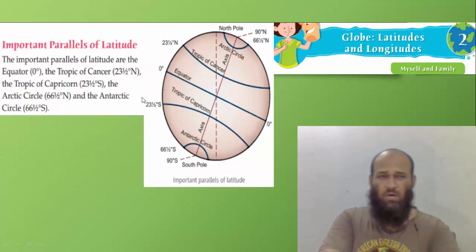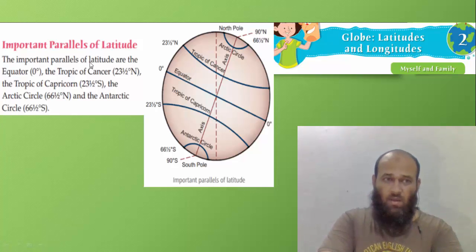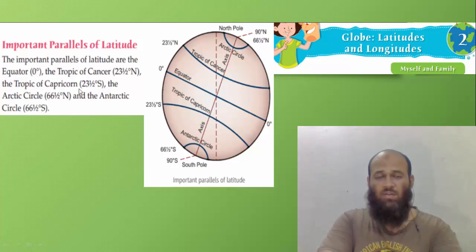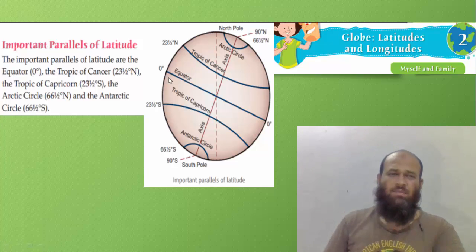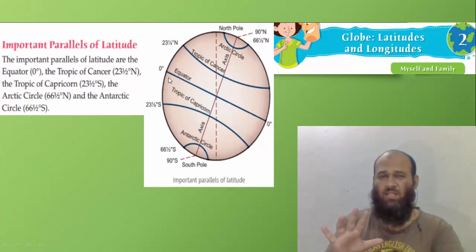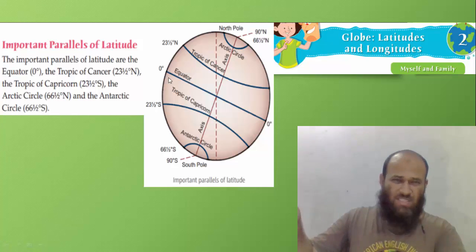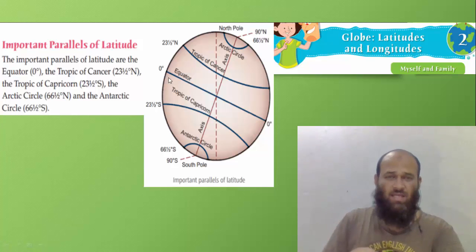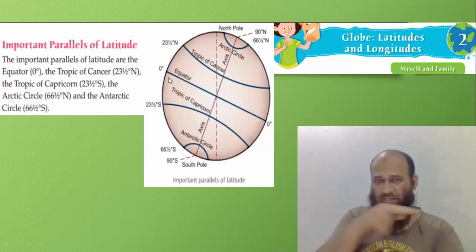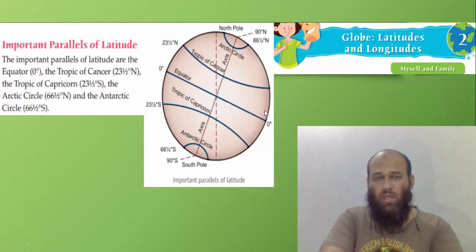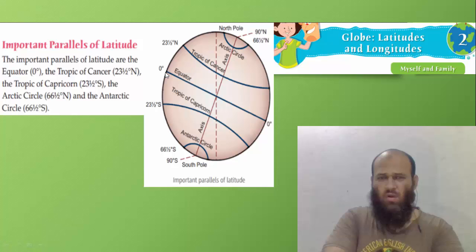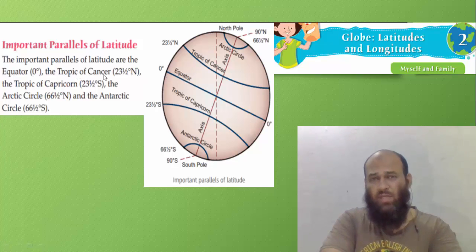So, what is the importance of latitudes anyway? Well, we have a minimum of 5 important parallels of latitude. Remember that, 5 important parallels of latitude. Number 1, which divides the earth into two halves, the northern hemisphere and southern hemisphere. Central part is your equator. Equator is said to be at 0 degrees.